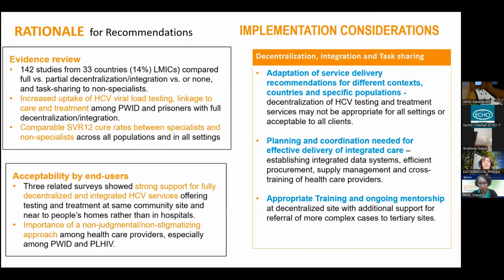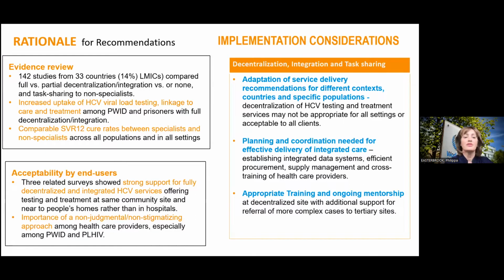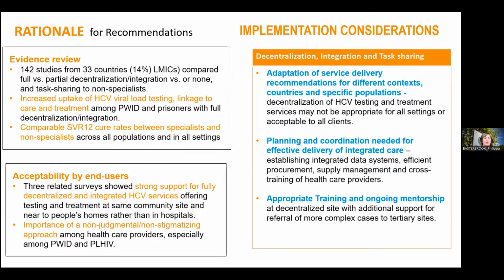Next slide. And the main rationale for these key messages was based on a very comprehensive systematic review of 142 studies, 14% from low and middle income countries, that compared full decentralization, that's testing and treatment at the same site, with partial testing at one site, treatment at another, and no decentralization, and task shifting to non-specialists. Overall, there was increased uptake of viral load testing, linkage to care and treatment with full decentralization. And for task shifting, there were comparable rates of cure between care delivered by specialists and non-specialists. And very importantly, there was a high level of acceptability and support from the community surveys for this decentralization and integration, where care and treatment is being offered in the community site near to patients' homes rather than hospitals.